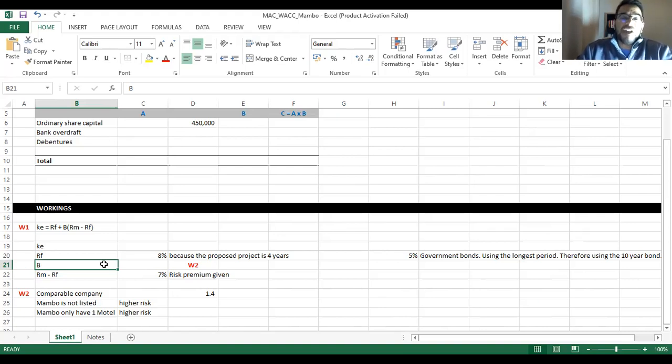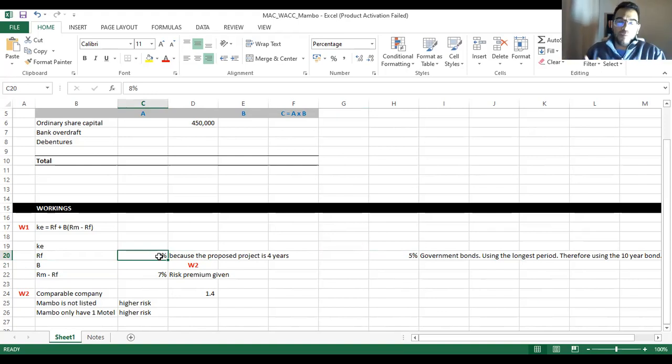The longest period given was a 10-year bond, which came to 5%. Okay, so they told you it's 5% for a 10-year bond. So that is the rate you would generally use. However, looking through the solution, I saw they used 8%, which was a 4-year government bond. And they used the 4-year government bond because this particular project that they're calculating WACC for is a 4-year project. Now, like I said, that is something you need to find out from your lecturers. How do they want you to do it?